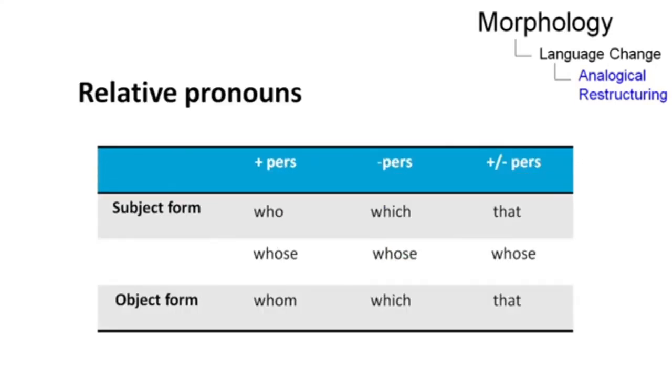Instances of analogical restructuring can also be found in the present-day English system of relative pronouns. Here we have two paradigms. In two of them, we have identity between the object and the subject form. However, in the personal paradigm there's a difference. Due to an analogical change, the form whom becomes who.